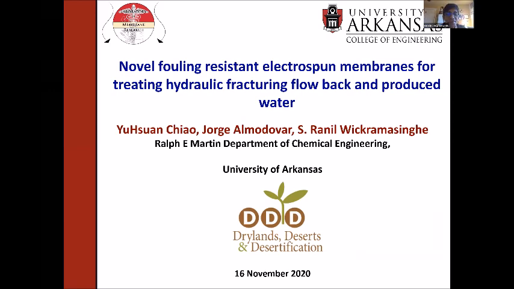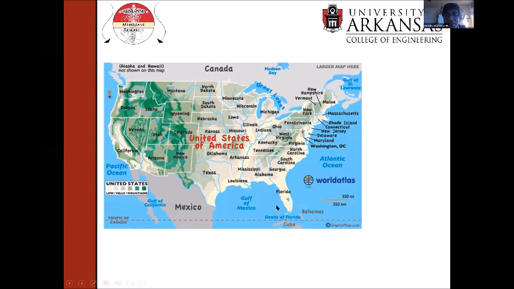So my co-authors are Yuxuan Chiao, a postdoctoral researcher, and Jorge Almodovar, an assistant professor. We're all from the Department of Chemical Engineering at the University of Arkansas. And as was mentioned, I'm going to talk about developing fouling-resistant electrospun membranes for treating hydraulic fracturing flowback waters. Before I begin, I thought I'd just tell you where we are. I'm actually in Arkansas. I don't know if you can see my pointer, but Arkansas is in the south central part of the United States.